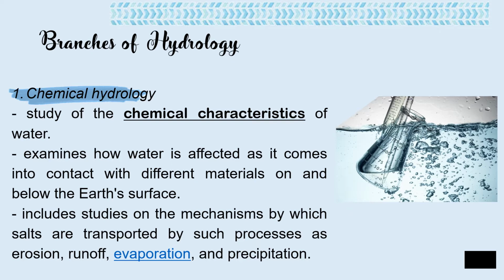Now, the first branch stated here is chemical hydrology. Chemical hydrology is the study of chemical characteristics of water. It examines how water is affected as it comes into contact with different materials on and below the Earth's surface. It includes studies on the mechanisms by which salts, asin, are transported by such processes as erosion, runoff, evaporation, and precipitation.